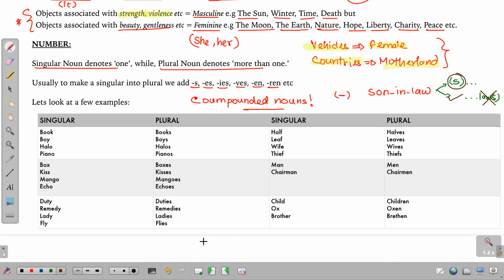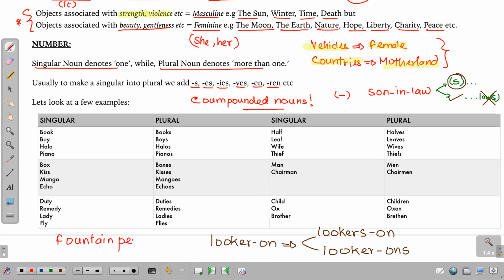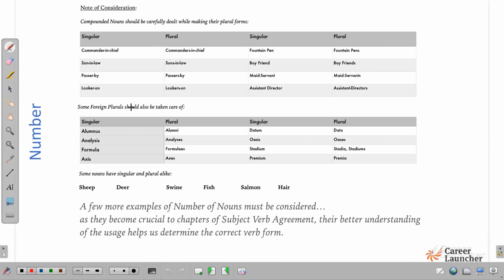For example, I can take another example like looker-on, a compounded word. So should I have lookers-on, or should I have looker-ons? When we say fountain pen as a compounded noun and we make a plural, I'm sure you will not say fountain's pen, you will say fountain pens. But here looker-ons becomes incorrect. Why? Let's understand it by the list that I've just given.